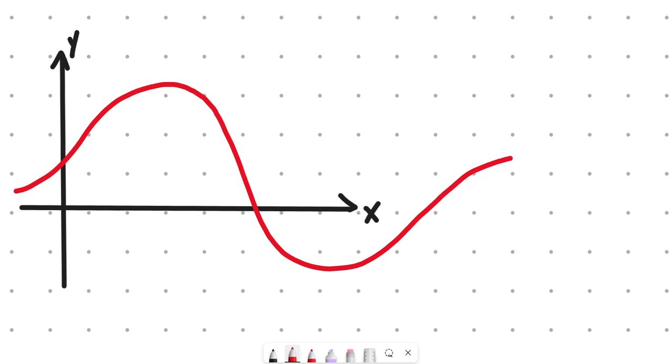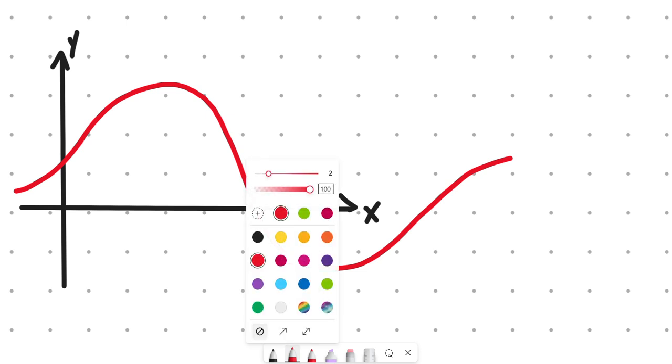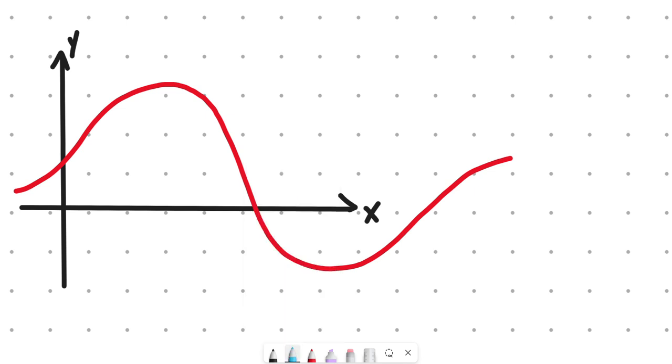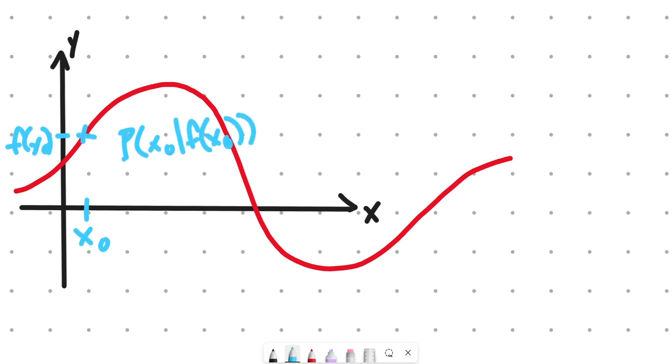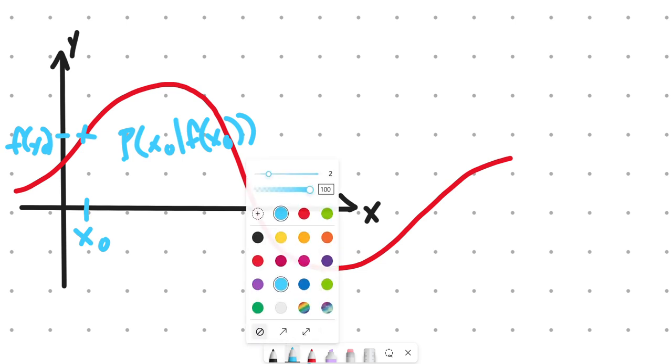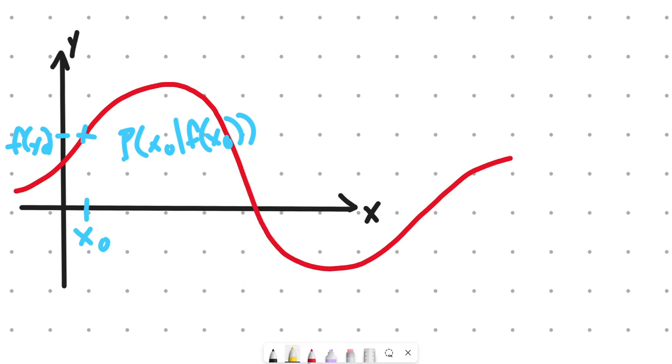Now, to find the slope of the line, we have to take the tangent of the curve. So let's use blue for any tangent. Let's pick any point x naught and then get to a point f of x naught. This point is called P, x naught, f of x naught. Now we are going to construct a small tangent line on top of it, which defines the slope of the function at the position x naught.